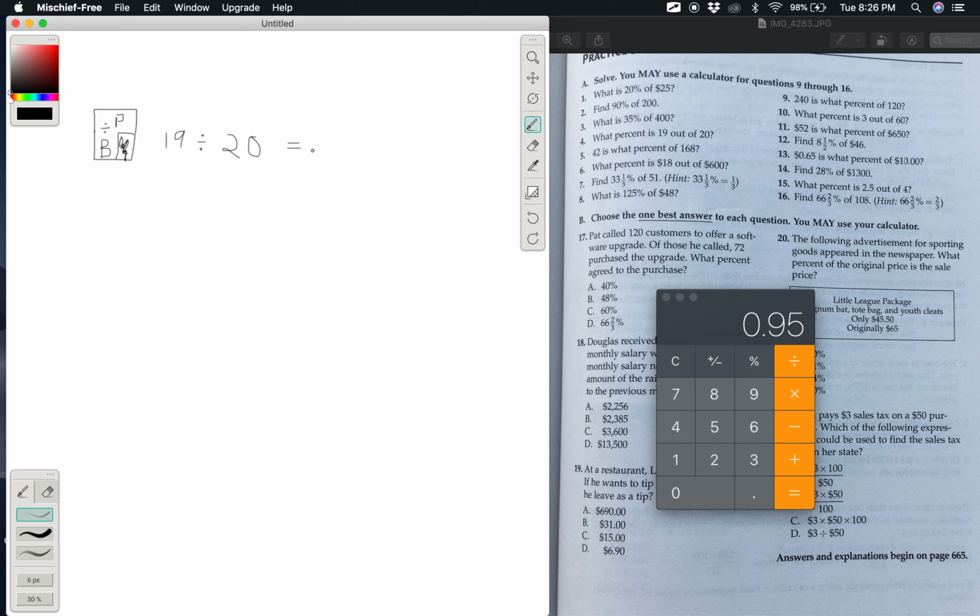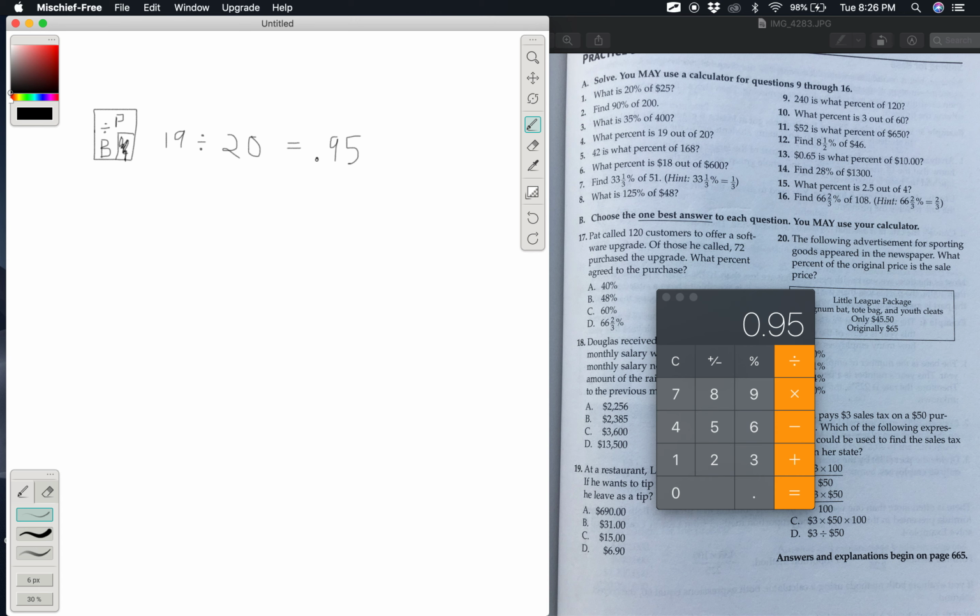Equals 0.95. But basically, in this case, instead of having the rate, which is a percent, we have the part and the base. But we're trying to find the percent from these two. So remember, this can't be a percent. This is more like a number, regular number form.